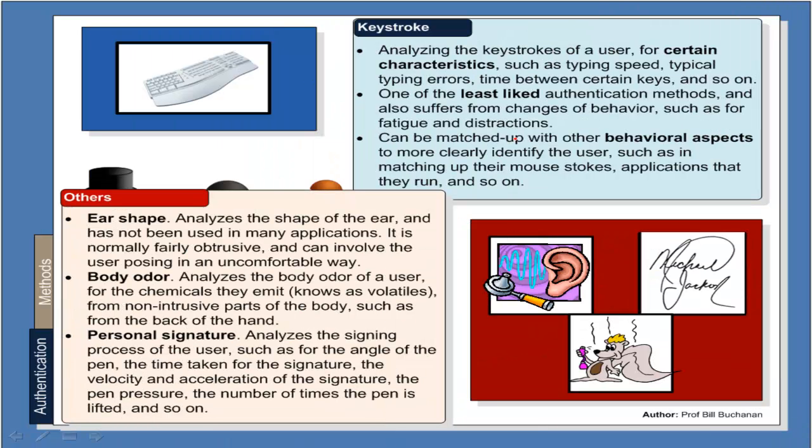Keystroke analysis is another area that has some issues, and it typically involves analysing the characteristics of a user as they type. It could be related to their keystrokes per minute, or it could relate to words that they always misspell. It's one of the least liked authentication methods, as it can be seen as a keystroke logger. Other techniques which might be used include ear shape, personal signatures, and body odor.